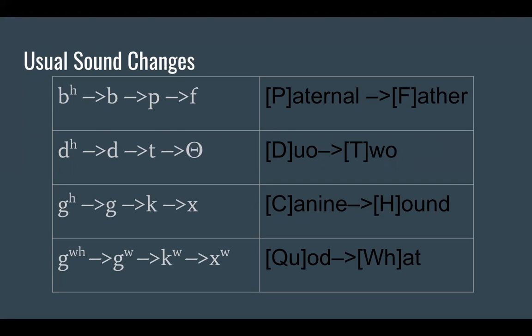Next, we have g to k to h, as in with canine to hound, where hound has had further changes in sound, but it still carried the h sound that we hear in h. Lastly, we have gw to k to h, as with quod to what, where quod in Latin means what, and the qu to what sound is carried over.